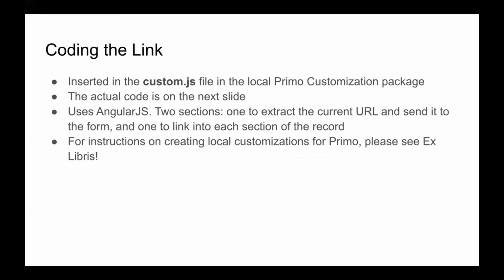So first, coding the link. I'm not going to go over the code in detail, but I'll include the relevant portions on the next slide for anyone who wants to read it later. It lives in the custom.js file in the customization package. It's coded using AngularJS. It has two sections, one to grab the user's URL for the form, and one to place the link throughout the Primo record. For general instructions on how to customize Primo, please consult Ex Libris.